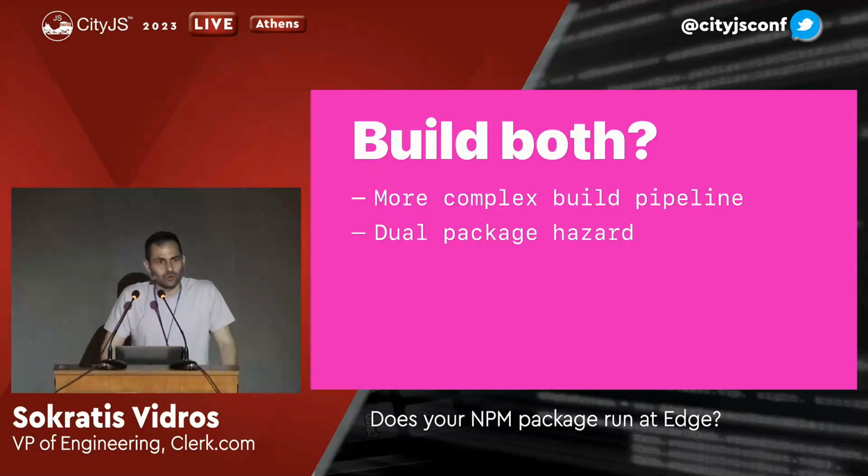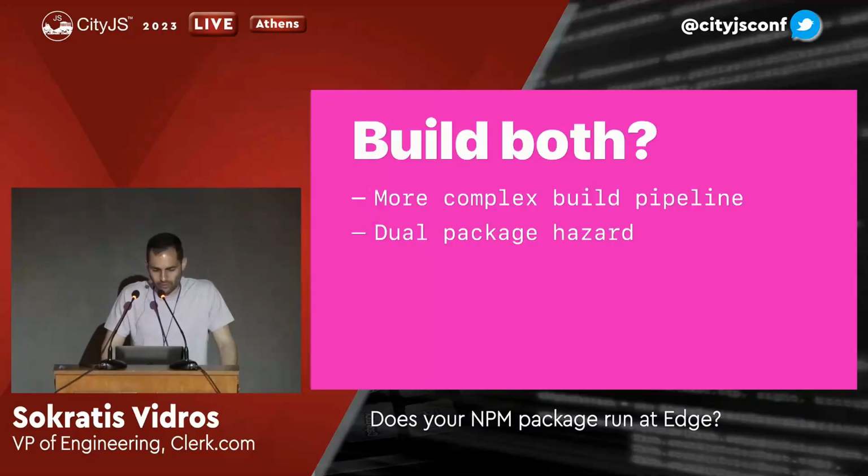Should we build for one? Should we build for the other? Actually, I don't have a definite answer, and I wish I had. In Clerk, we've struggled a lot with this, and we're trying to build for both and support as many runtimes as possible. The problem is that the build pipeline is very, very complicated.